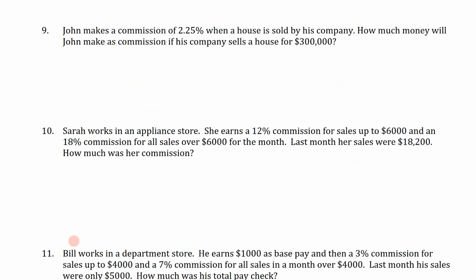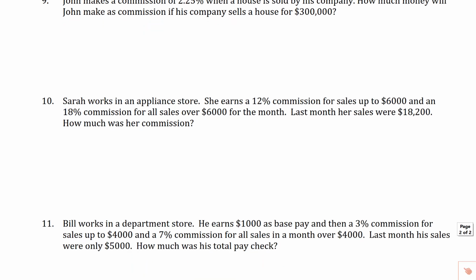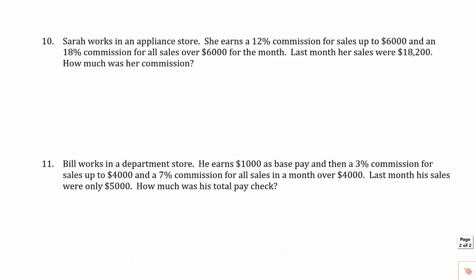The front part of your worksheet deals with tax and tips. I want to focus more on the commission, especially the two-tiered commission, the tiered commission. That seems to be a little bit more difficult. So flip your paper over to the back. Let's look at number 10.